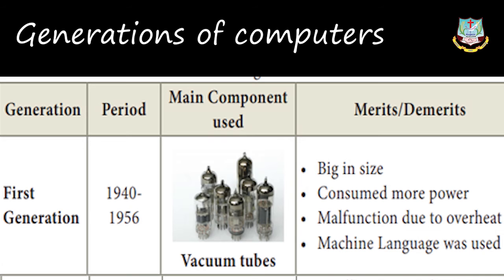And in this, only machine language was used. If you have to give some instruction, we have to give it in machine language only. It cannot convert our language to machine language. So that is the first generation. The first generation is 1940 to 1956, right? And from 1956 to 1964, it was the second generation.